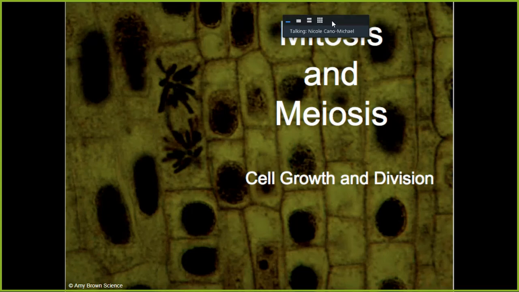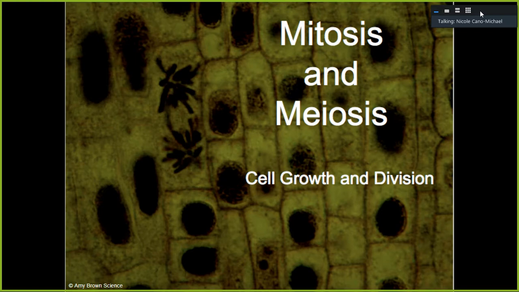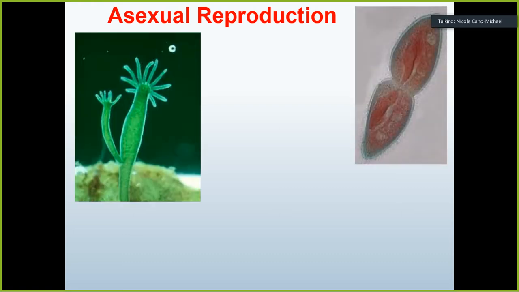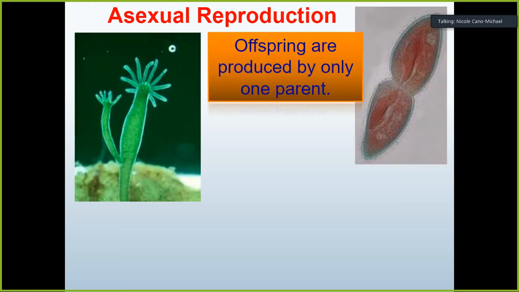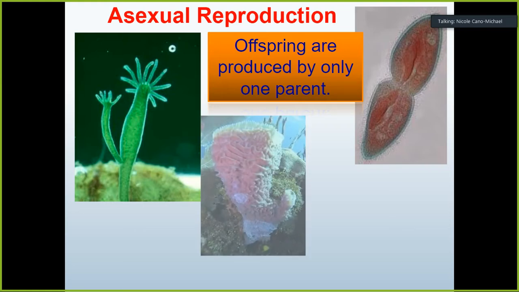A few weeks ago, we started with the idea of mitosis. And when we talked about mitosis, we said that mitosis made perfect copies of cells. So mitosis was very useful for growth in organisms. Mitosis was very useful for healing in organisms. But the other thing that mitosis is really good at is asexual reproduction. So asexual reproduction happens when the offspring are only produced by one parent.